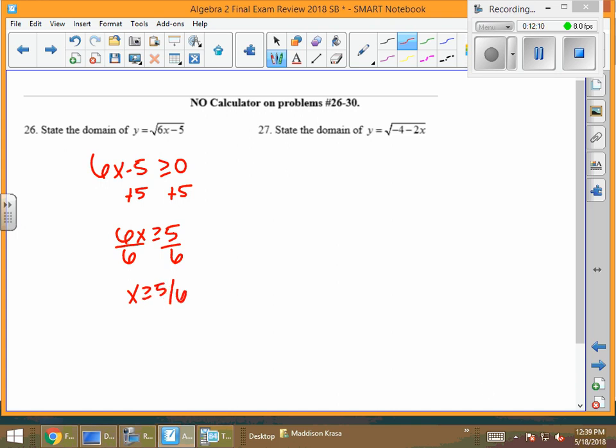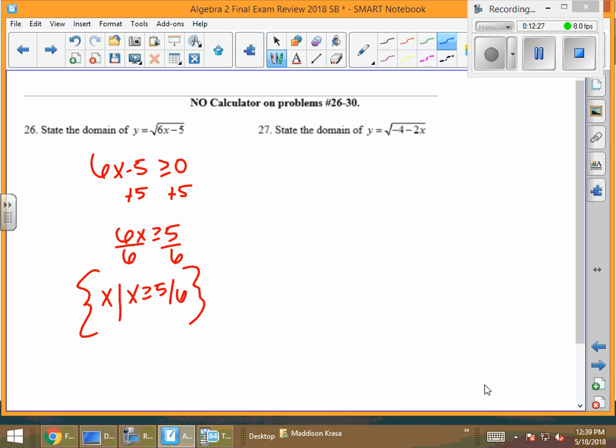And we have x is greater than or equal to 5 over 6. Okay, and then if it says that you need to write it in set notation, that's where you do the x such that, and you put your curly brackets on there. That would be your final answer for that one.